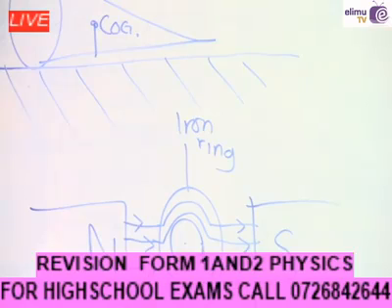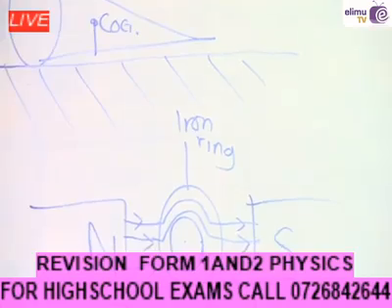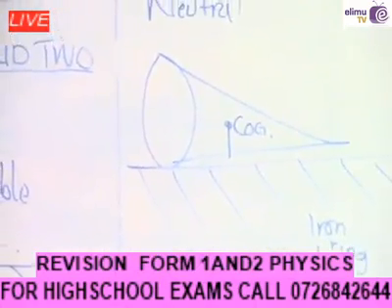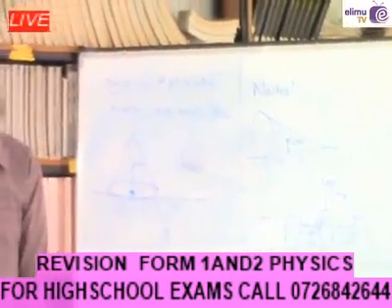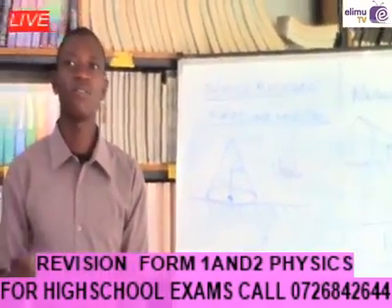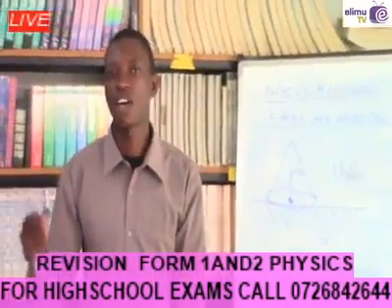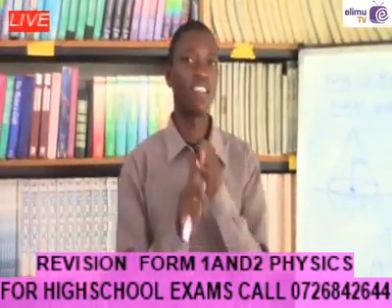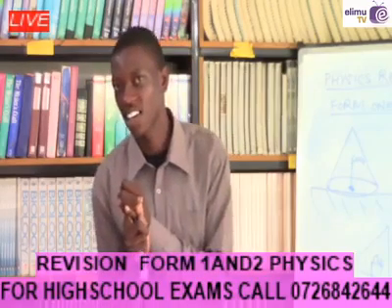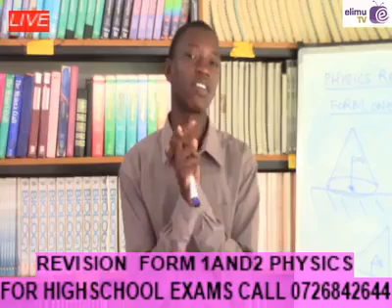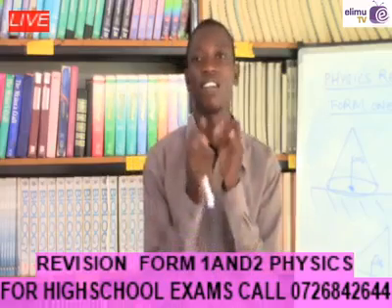Then another question was to distinguish between electromagnetic waves and mechanical waves. So at this point you're looking at two types of waves in terms of transmission. The electromagnetic waves are waves that do not require a material medium for transmission. An example of an electromagnetic wave is light.